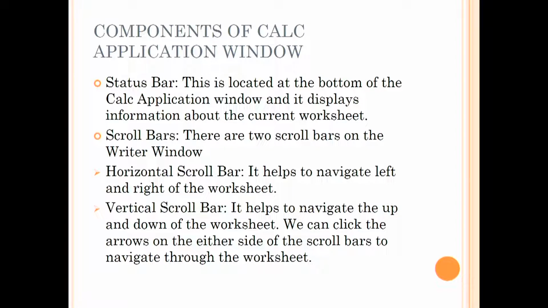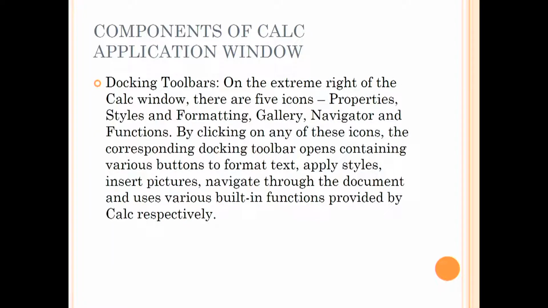The scroll bar. There are 2 scroll bars on the right of the window, the horizontal scroll bar and the vertical scroll bar. The horizontal scroll bar helps to navigate left and right of the worksheet, and similarly the vertical scroll bar helps to navigate up and down of the worksheet. We can click the arrows on either side of the scroll bars to navigate through the worksheet. So these are the two scroll bars in the CALC application window.